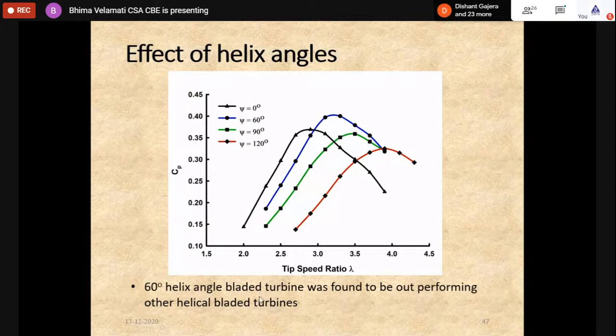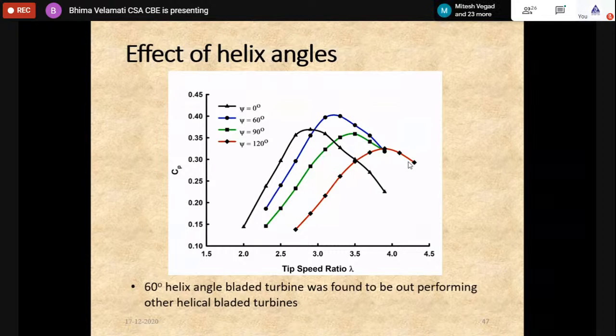You can see that here. The black one is for straight blade, blue one is for 60 degree, green one is for 90, and the red one is for 120. For this configuration, we have seen the 60 degrees performing better than straight blade, 90 degree, and 120. Of course, that is not the only consideration that we have to look at. We'll come back to it as we go on.